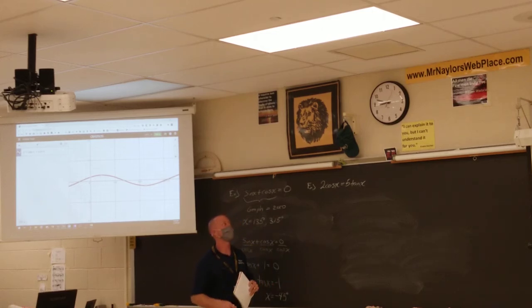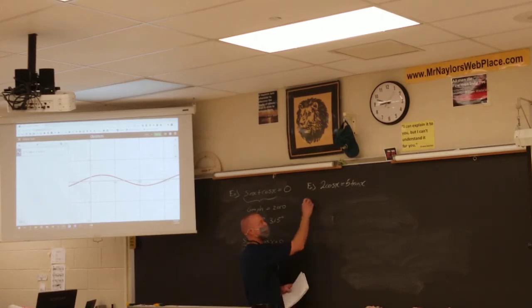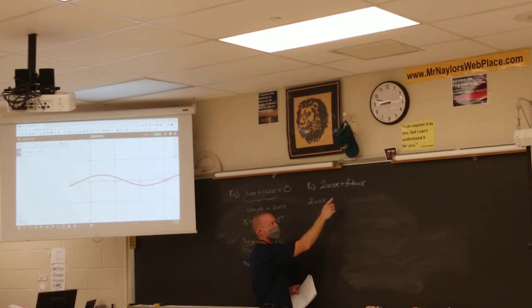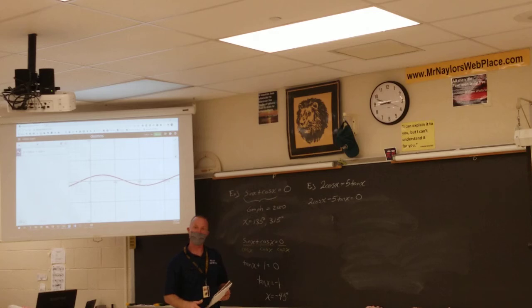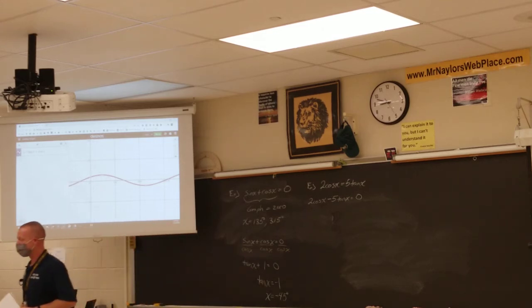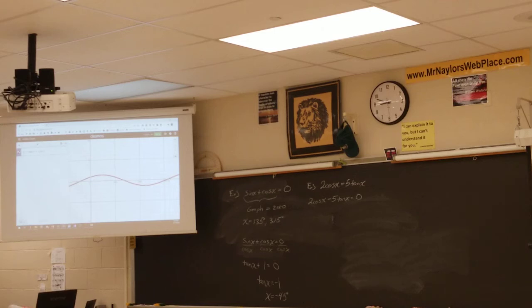Oh, okay, so I have to like rearrange it. Yeah, you have to rearrange it before you type it into Desmos. I hope you would subtract 5 tangent, or you could have subtracted 2 cosine. You could subtract either one of them to make the equation equal 0. But now that I've got 2 cosine minus 5 tangent, again, it's almost too easy, but make sure that it's working for you.